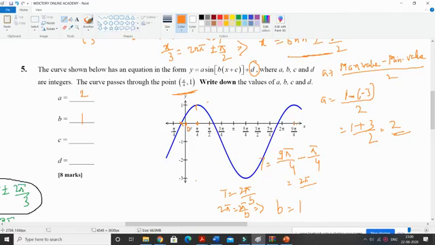Horizontal shift is simply pi over 4, right? Because pi over 2 minus pi over 4 is pi over 4. So here we get pi over 4. It's pi over 2 minus pi over 4.